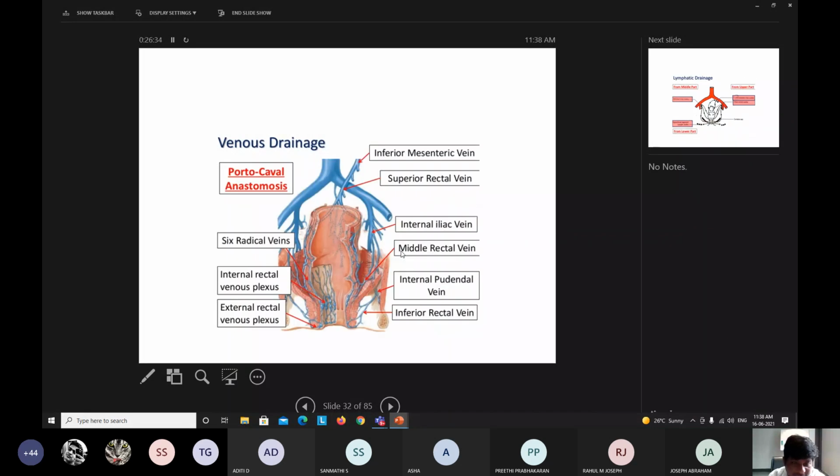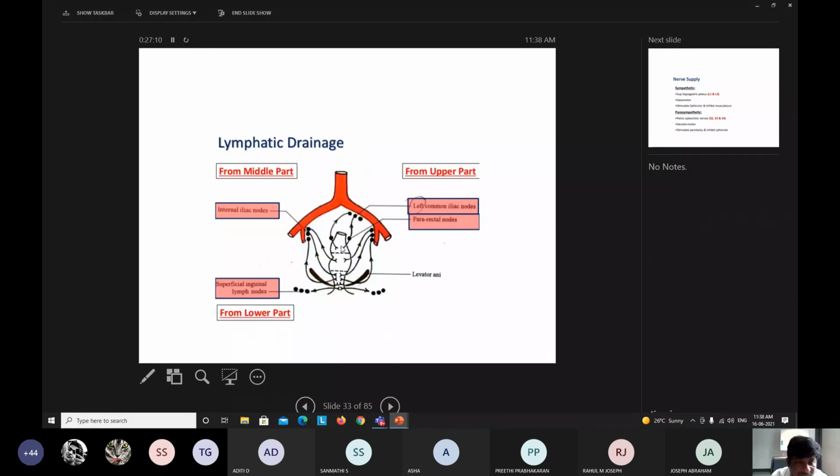So venous drainage, you just see here. The portocaval anastomosis is formed between the superior rectal vein and the others. The internal rectal venous plexus and external rectal venous plexus are formed by the six radical veins from the internal iliac vein: middle rectal vein, internal pudendal vein, and inferior rectal vein. They form the internal rectal venous plexus and the external rectal venous plexus.